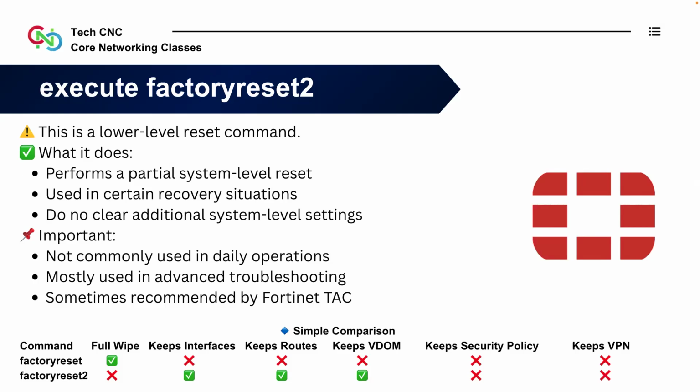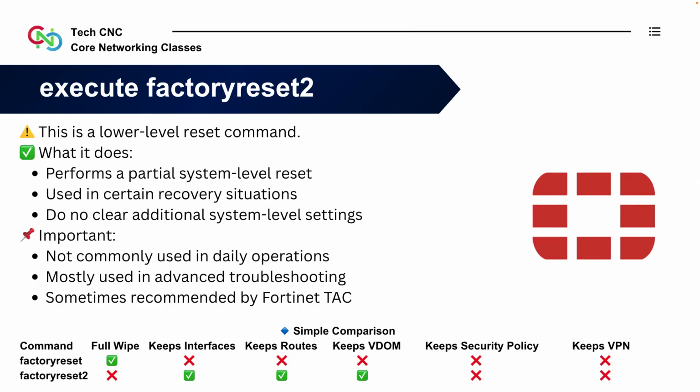So if you see the simple comparison here between factory reset and factory reset 2, the first does a full wipe, yes, and the second does not. In the second, it will keep your interface configuration, your route configuration, and your VDOM configuration. Sorry, it will delete your security policy, and it will delete your VPN configuration also. So these things basically it will do, right?